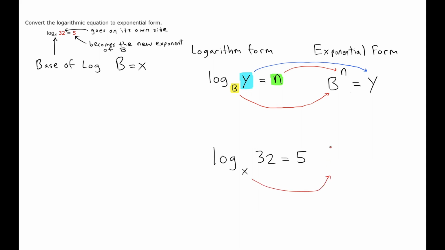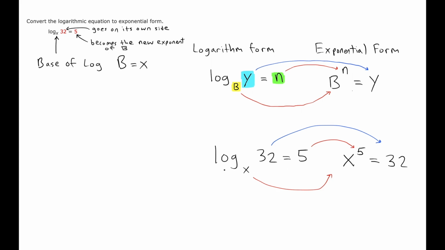The x goes alone on a side. The 5 becomes its exponent. And then the 32 goes alone on its own side. And that's going to be the exponential form of this equation.